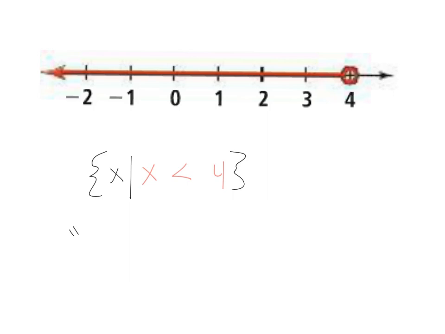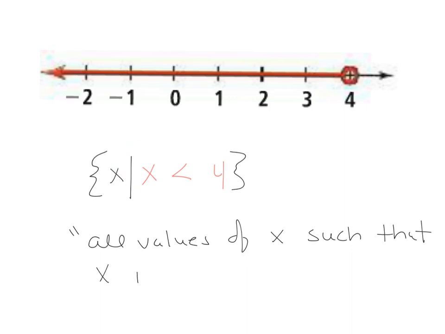Okay, and how you would read this is all values of x such that, that's what this line right here means. So all values of x such that x is less than 4 is how you would read that. Okay, so again, all values of x such that x is less than 4. Okay, all right, let's go to the next page.